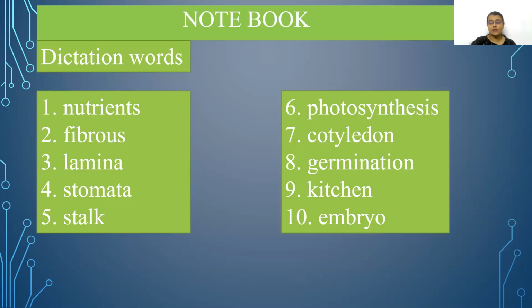Now, you are going to write dictation words in your notebook. First, nutrients. Second, fibrous. Third, lamina. Fourth, stomata. Fifth, stalk. Sixth word is photosynthesis. Seventh, cotyledon. Eighth, germination. Ninth, kitchen. Tenth, embryo.